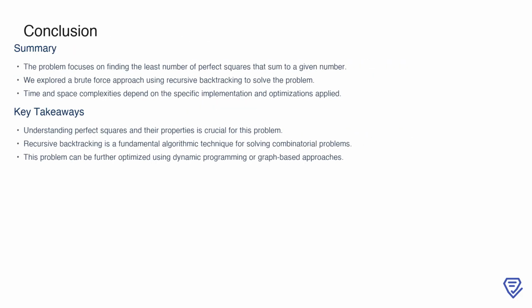Great job following along. In summary, we explored how to solve the perfect squares problem using recursive backtracking. Key takeaways include the importance of understanding perfect squares and the versatility of recursive techniques. Don't forget to practice similar problems and incorporate optimizations like dynamic programming.